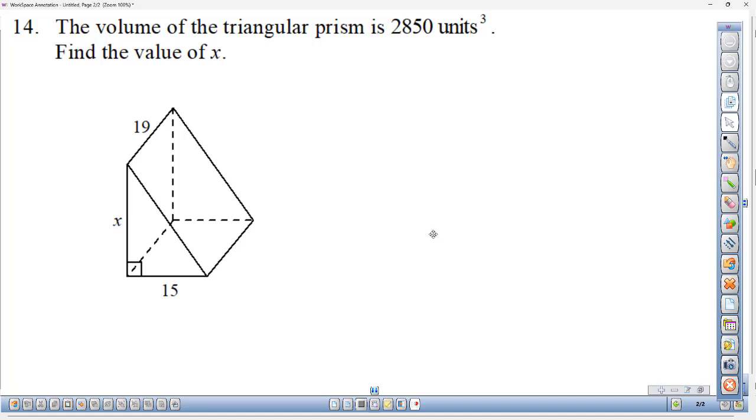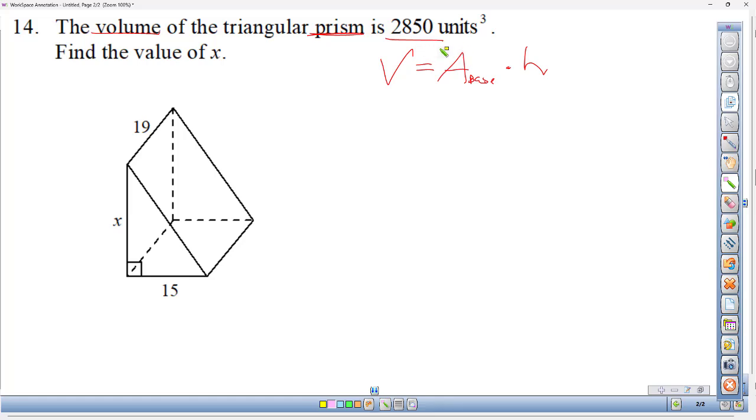Number 14, the volume of a triangular prism is 2,850 units cubed, and they want us to find how tall this is. So this is one of those problems where we have to work backwards. Instead of working out the volume, we already know it. What we're going to have to work out is how long this segment is right here. Good news, we can just use our normal formula. They did us a big favor and told us it was a prism, so that volume formula is find the area of the base and then simply multiply by the height.